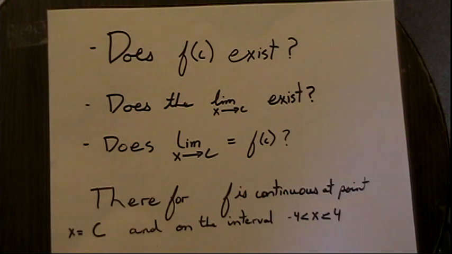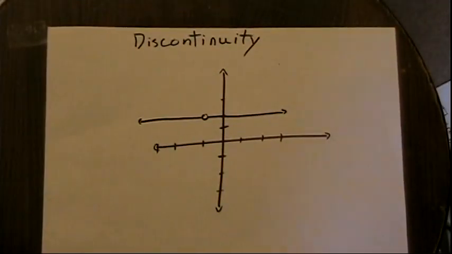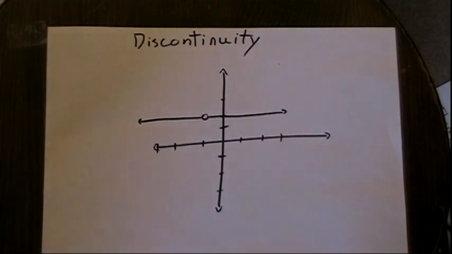Now that we have seen continuity, let's look at discontinuity. When any of these three tests mentioned before is not true for the function, it is discontinuous. Here are some examples of discontinuity.